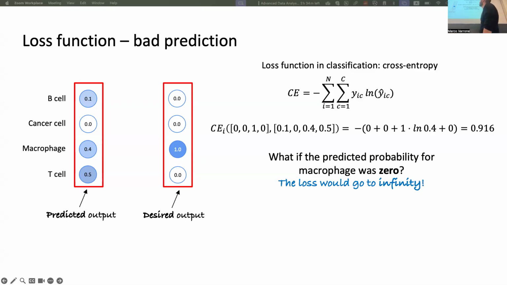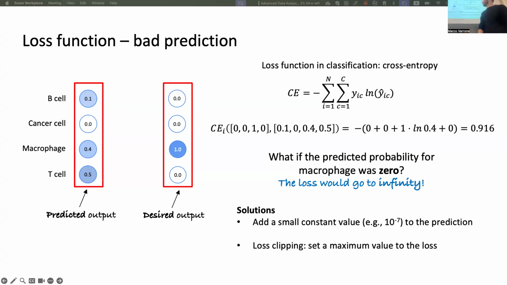This is not necessarily obvious, but there are 2 solutions for that. It's just a detail. You can add a small constant value to all the predictions, so basically 0.00000001 instead of outputting 0. This will give a very big loss, but it will not go to infinity, so it's not a problem. Or you can do loss clipping. So you put a maximum value to the loss that you can get. If you put loss clipping to 10, even if it went to infinity, the loss will always be 10.